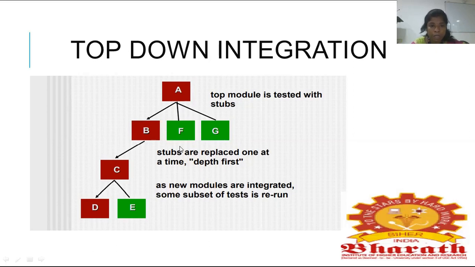So all these stubs are replaced one at a time. That is done with a depth first search. When I'm adding new modules, all the modules are integrated with some subset of the tests. When I'm adding a new module, all the modules should be added with the subset, and I should verify whether they are parent to the previous module or not.